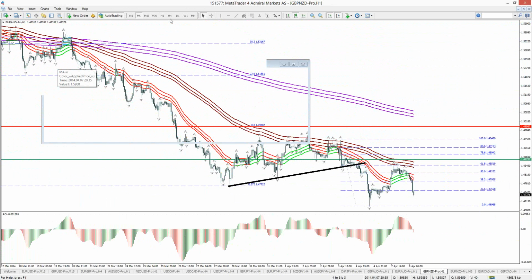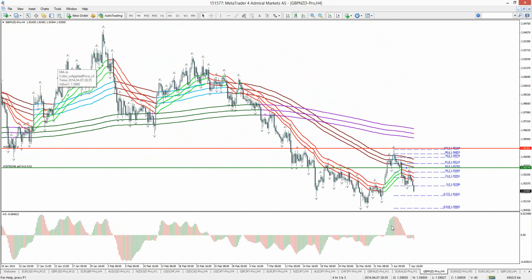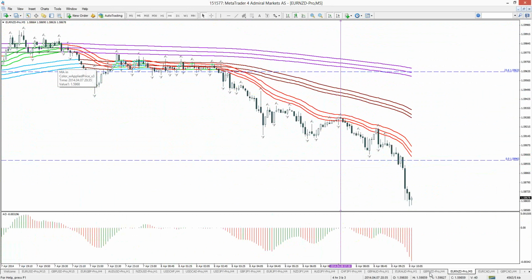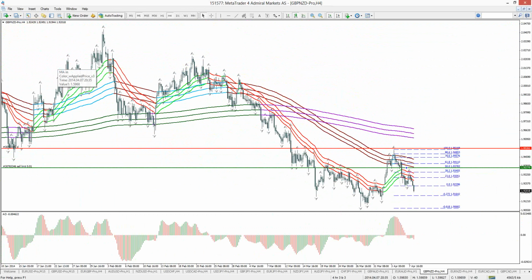Let me just take a quick peek at the 4-hour chart here. Good, you can see everything is aligned. Good. You can see that the band is a resistance as well, isn't it? Look, see? Very useful info there. So let's take a look at something else.